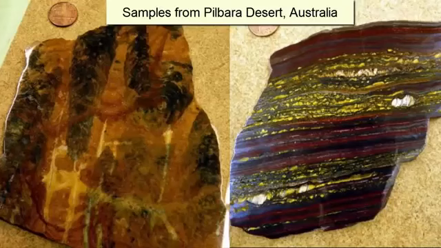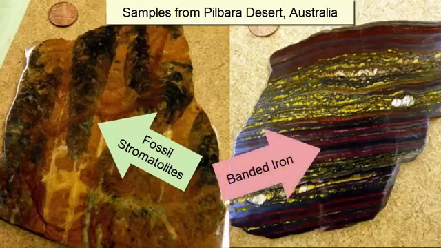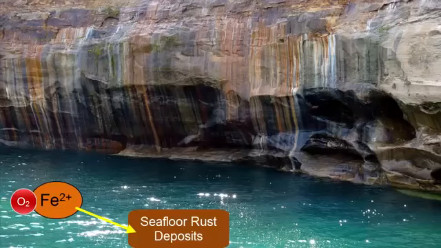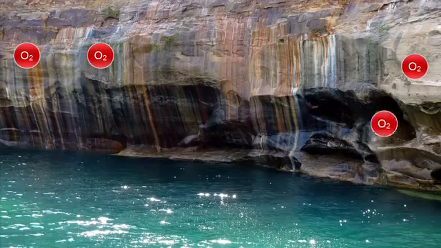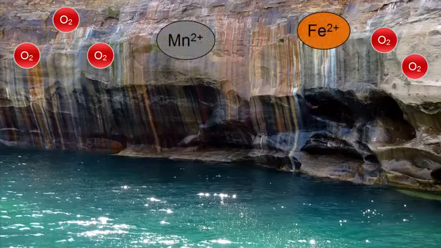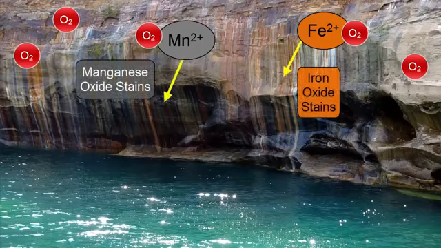Here are two samples from the Pilbara Desert, Australia. On the left you see small fossilized stromatolites, the oxygen producers, and next to it the banded iron. Once the majority of the dissolved iron in the oceans was removed through iron oxide precipitation, or rusting, oxygen was free to mix through the oceans and bubble up and enter the atmosphere, where it became available for the oxidation of atmospheric gases and dissolved metals in weathering surface rocks and rivers and lakes.